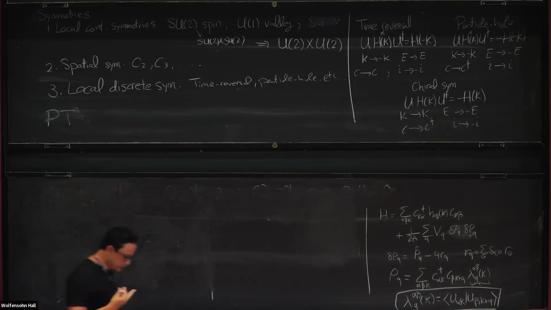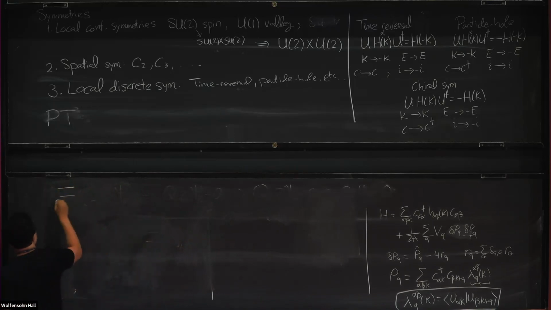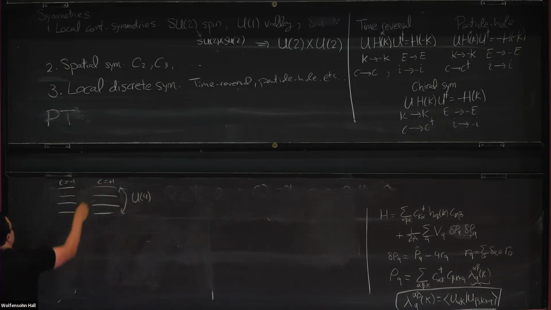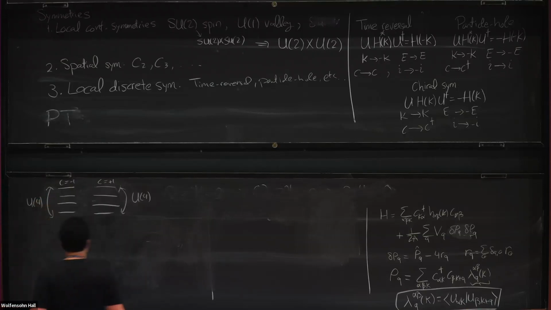So this U4 times U4 symmetry has a very simple visual representation, which is that it basically allows me arbitrary U4 rotations among these 4 bands in the plus Chern sector and arbitrary U4 rotations among these 4 bands in the minus Chern sector. And clearly, I cannot have a symmetry that rotates plus Chern and minus Chern, but this is kind of the most symmetry I could have in this model.